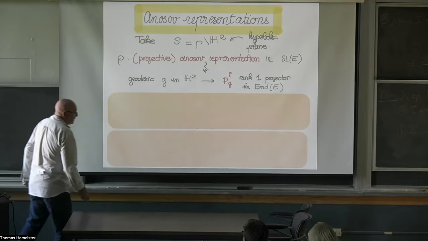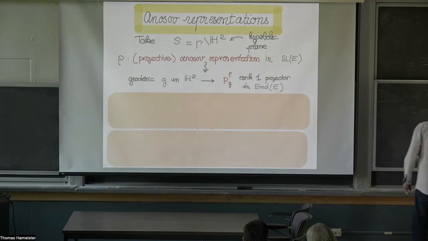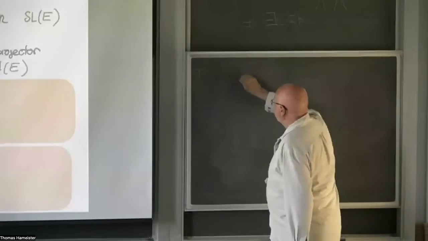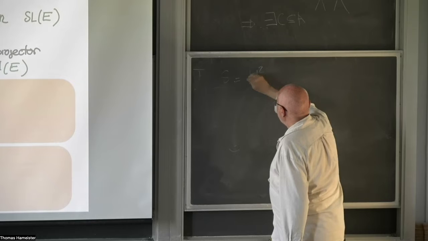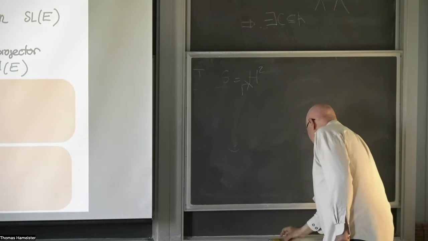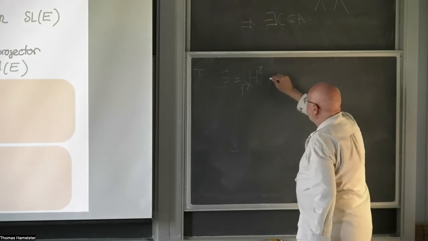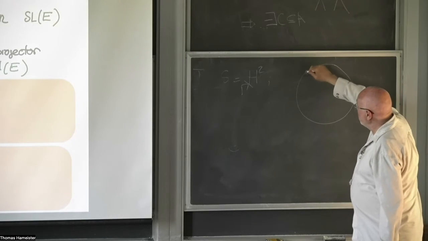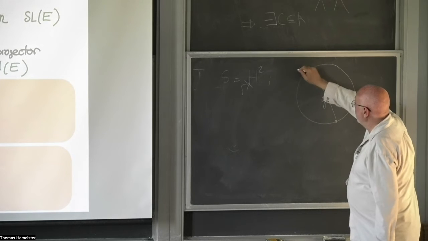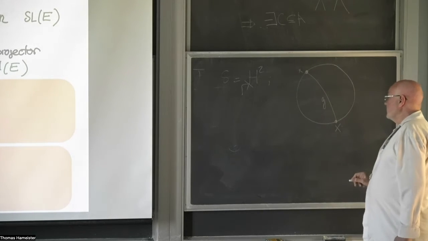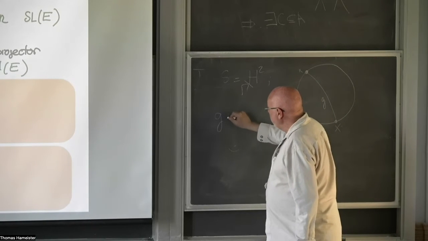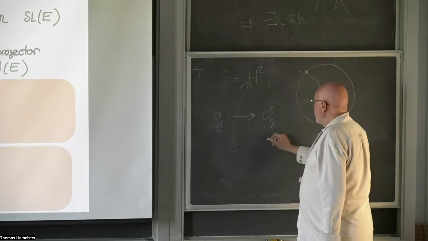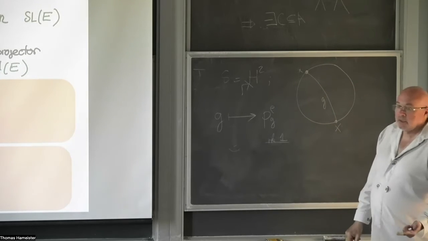Okay, so maybe I can try to write here. So I have S. Let's draw this hyperbolic plane, and the geodesic just corresponds to a pair of points, joining a point x to a point y. So what is an Anosov representation? It associates to every geodesic a projector, depending on the representation, and it's a rank 1 projector. It's a projector on a line parallel to a hyperplane.